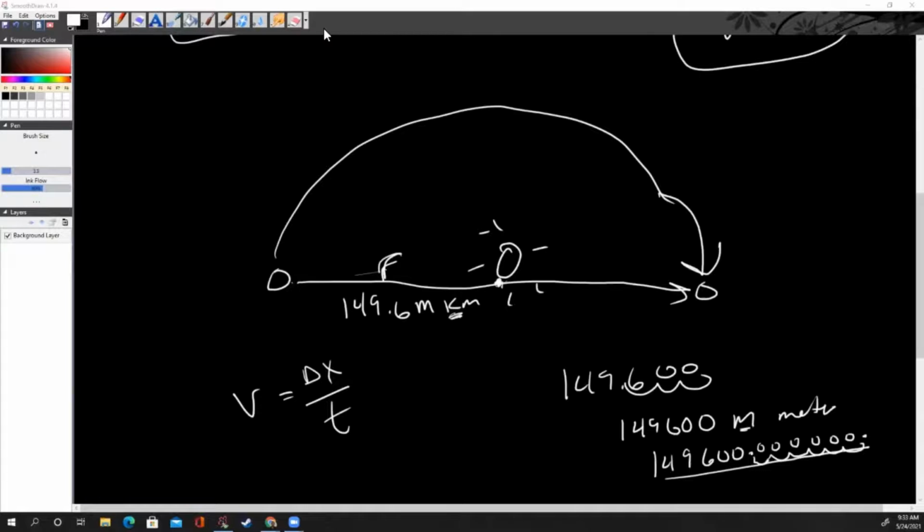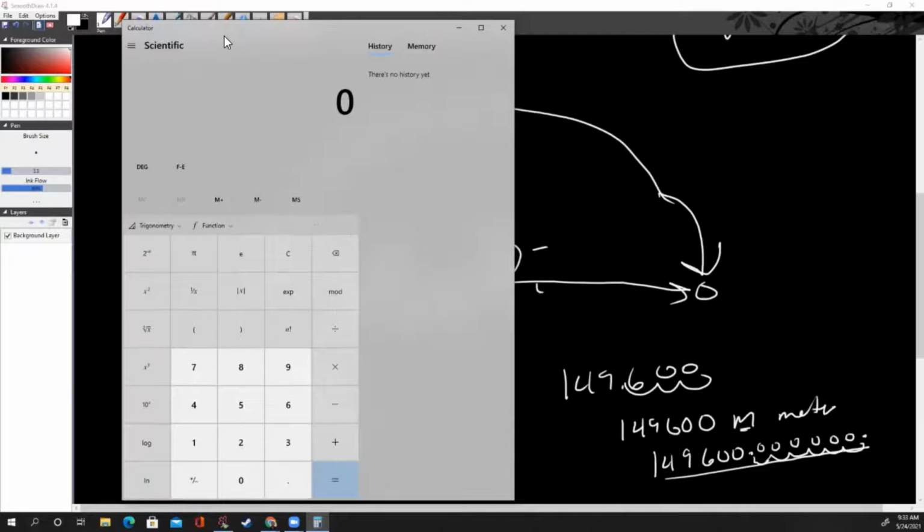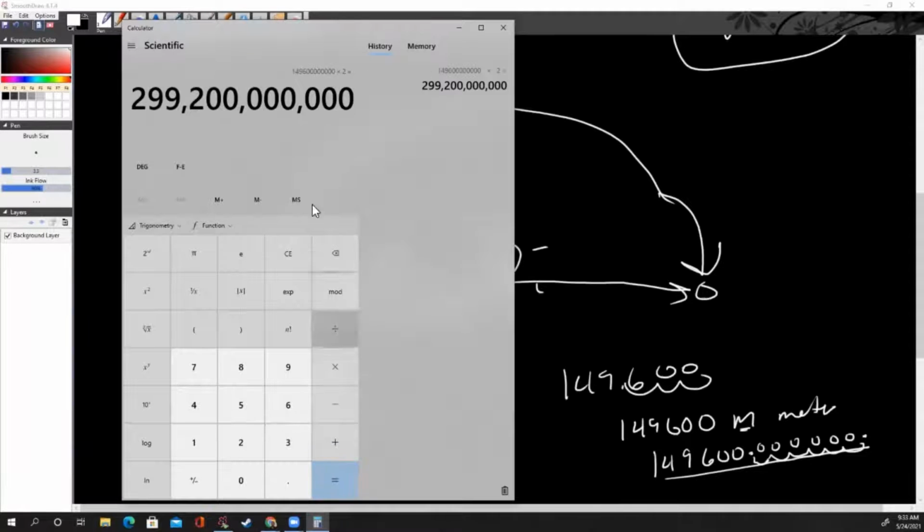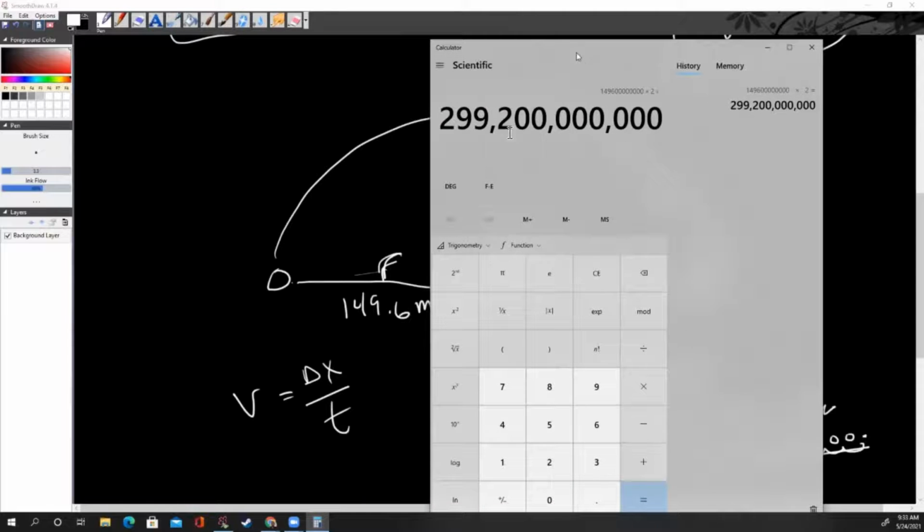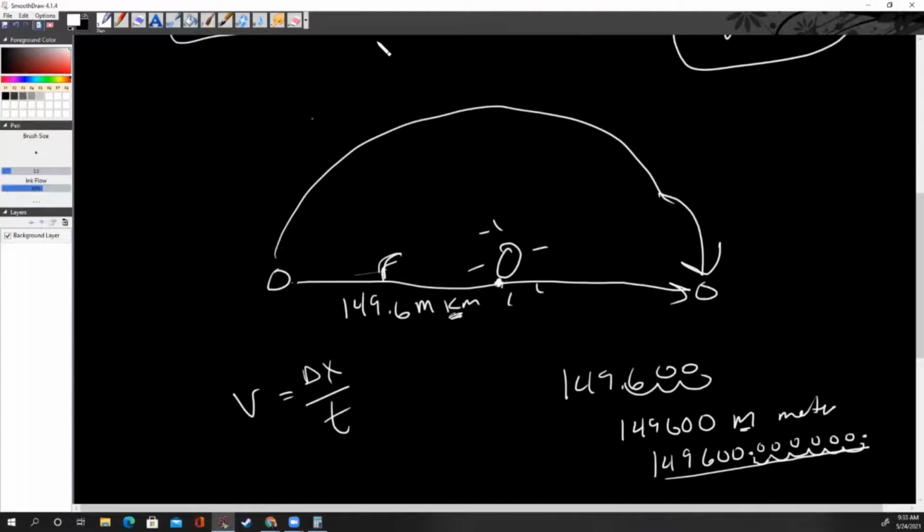So this is the hardest problem because we need to look stuff up, and we actually have to think a little bit. So I'm doing this one with you. 149,600, then 6 zeros, 1, 2, 3, 4, 5, 6. And we're going to times that by 2. And we get almost 300 million, I think it is. Let's see. This is the thousands. This is the millions. This is the billions. So 300 billion. Okay. So 300 billion meters.